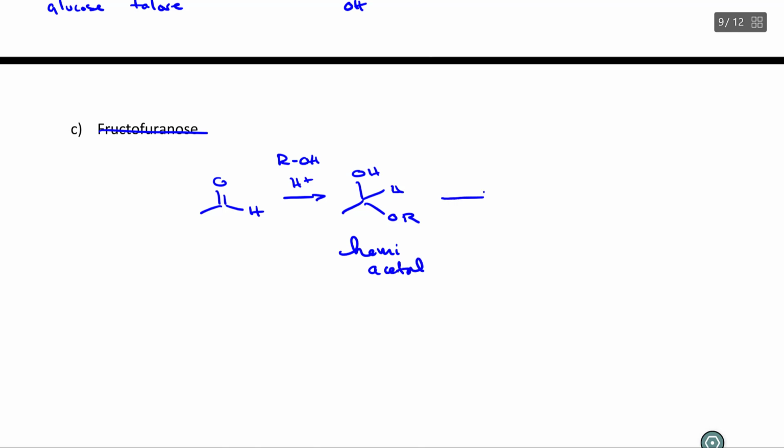If you continue to heat this with acid and an excess of the alcohol, what you'll end up getting is this. And this is known as the acetal. So the acetal is formed from the hemiacetal. And so when we're looking at sugars, and they're forming bonds with each other to make, let's say, disaccharides, you have to think about what a hemiacetal and an acetal looks like.